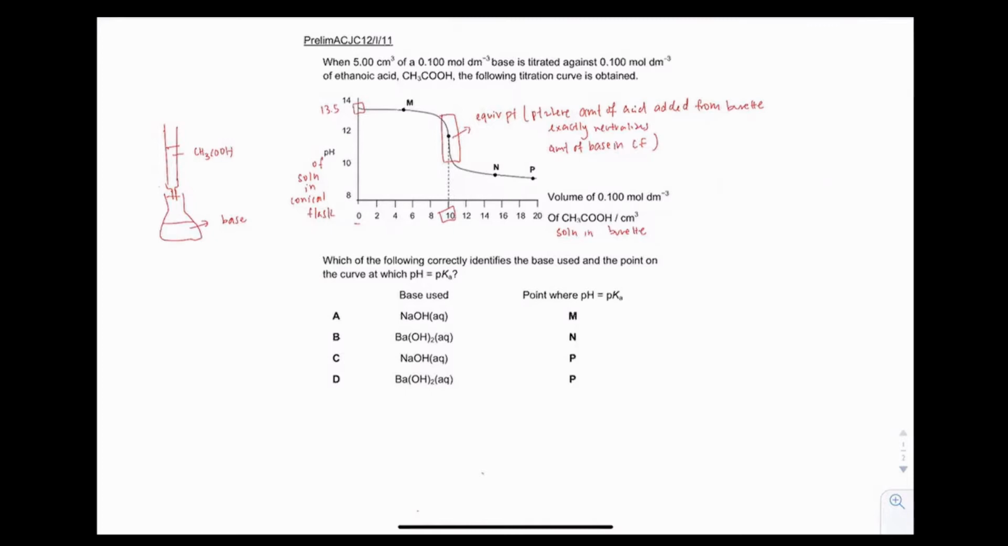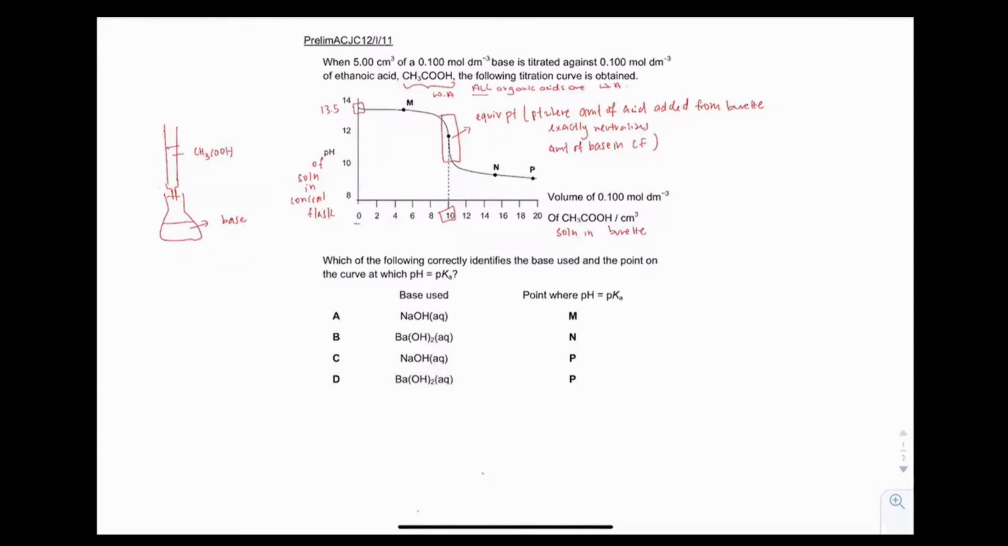The next thing I'd like to highlight is that over here we have ethanoic acid. Take note that this is a weak acid. How do I know that? Because all organic acids are weak acids. Okay, so let's look at the question. Which of the following correctly identifies the base used and the point on the curve at which pH equals pKa? So let's look at the base used first.